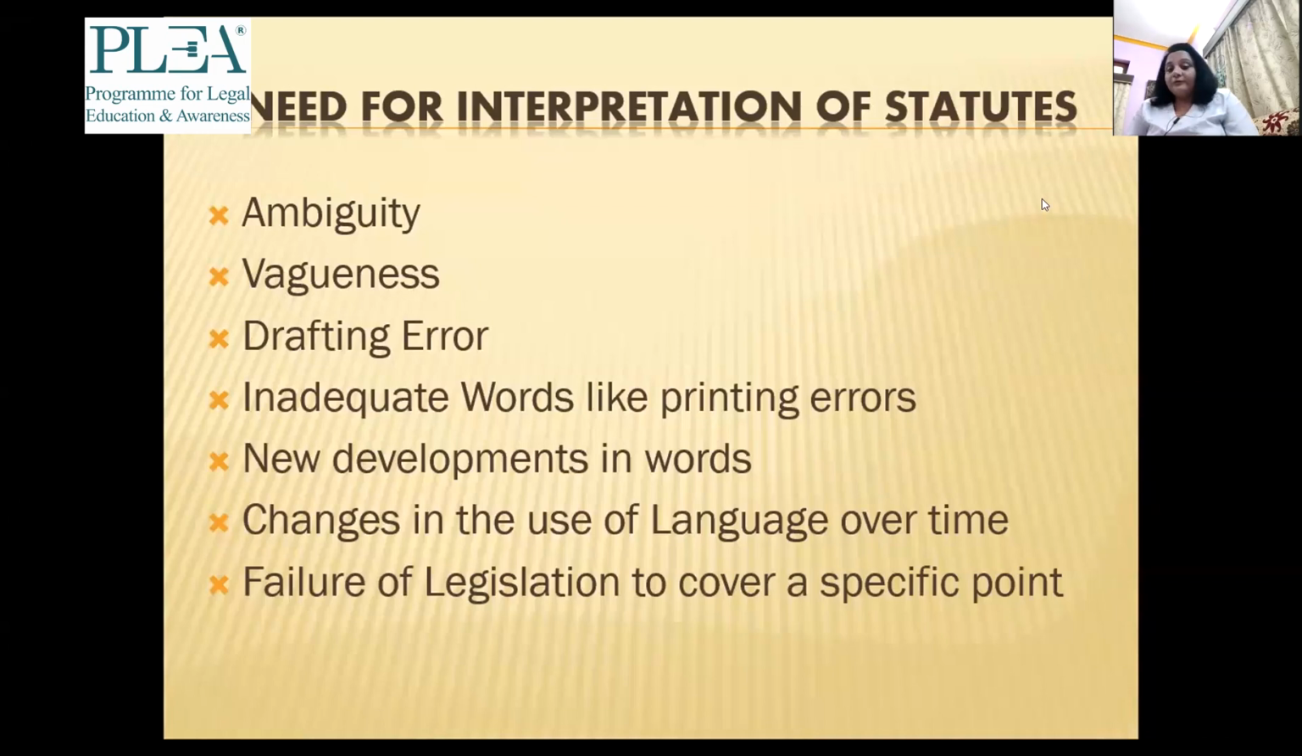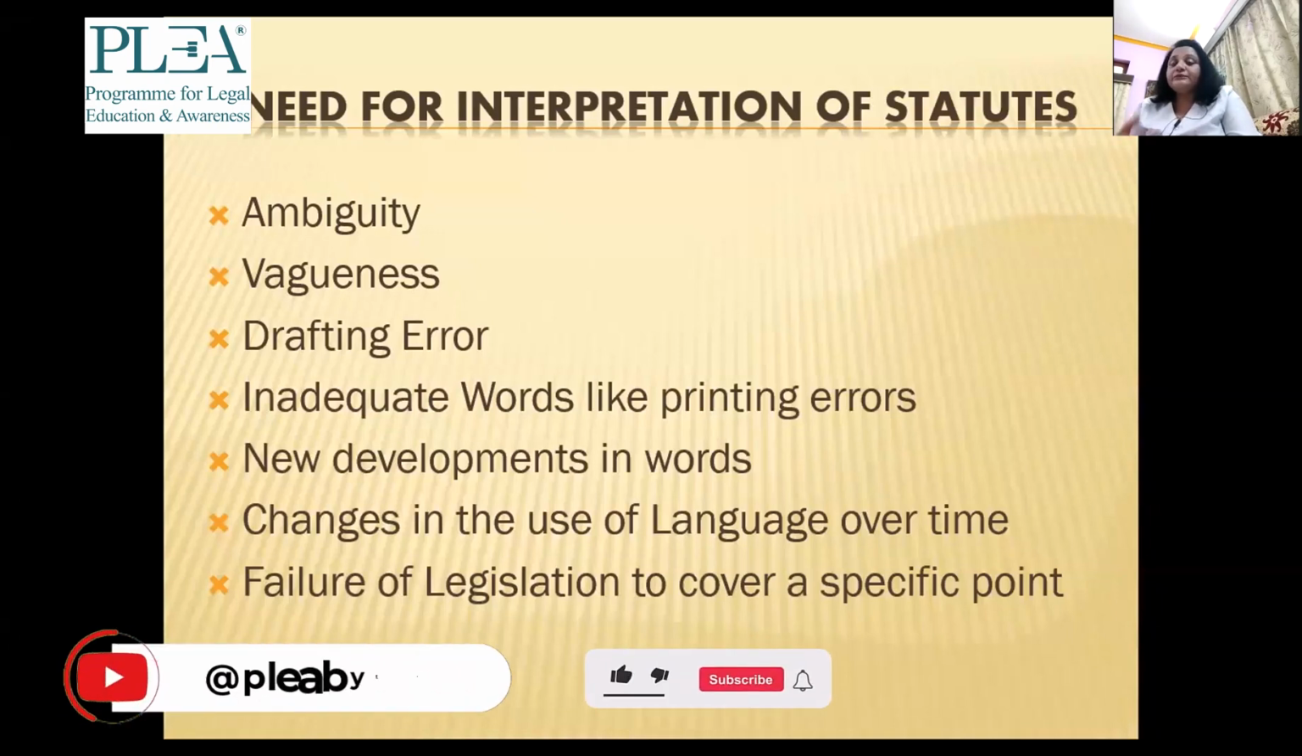And another is the drafting error. Sometimes it's possible, because even these laws are drafted by human beings only. So there are possibilities that we may have errors in our drafting also. So again, we need interpretation, or we have to interpret the statutes. Only then will we come to know whether there is any drafting error or not.